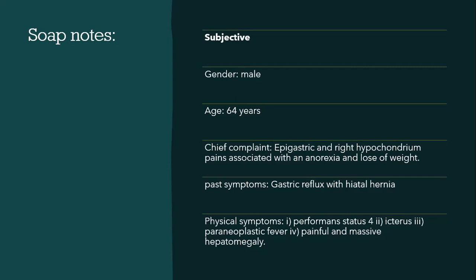Patient has already been treated for the symptoms, which include gastric reflux and hiatal hernia. Hiatal hernia means the stomach bulges into the chest through the opening in the diaphragm muscles. Physical symptoms include performance status level 4. Performance status indicates the level of functioning in the patient, and level 4 means the patient is completely disabled.